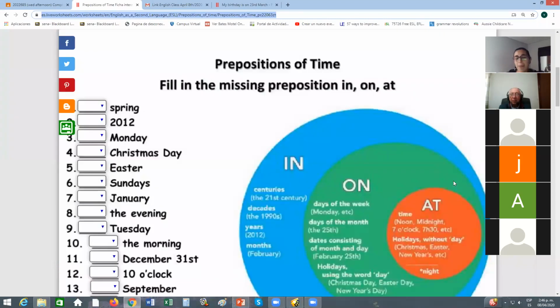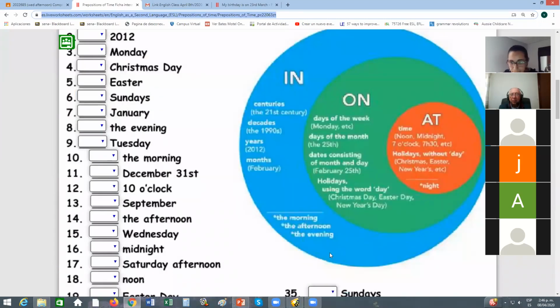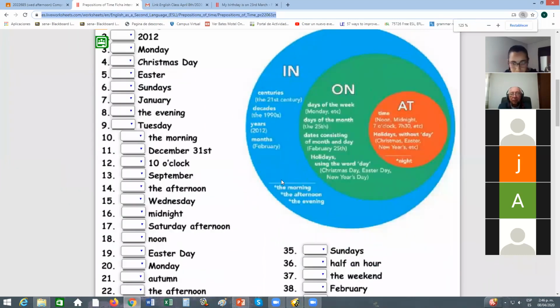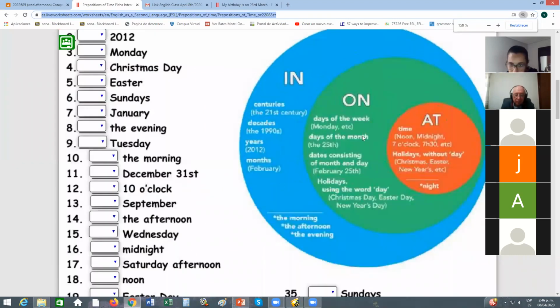Okay, look at the picture. Can you see that? Yes. Okay. So here we got again the explanation. You have to use preposition in with this, preposition on with all of this, and preposition at. So in: centuries, decades, years, months, and the 3 moments of the day, which are the sections. In the morning, in the afternoon, in the evening. Keep in mind that, no?